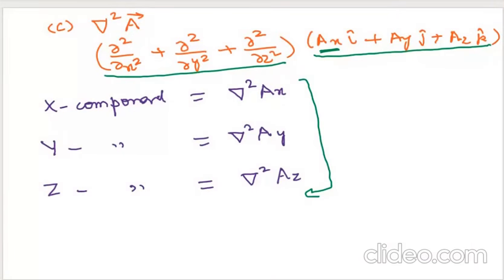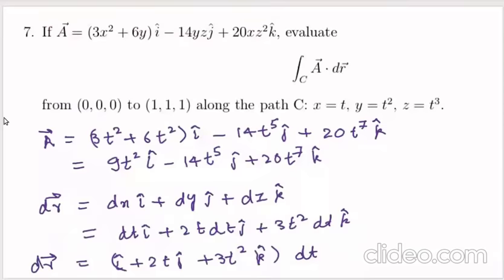Let's discuss the seventh question. Here vector A is given to you and you have to evaluate the line integral of A dot dr, where this curve C is along the path x equals t, y equals t squared, z equals t cubed. Suppose this is the point A and this is the point B, and you are moving from point A to point B. So this is your curve C, and the path is given by this expression.